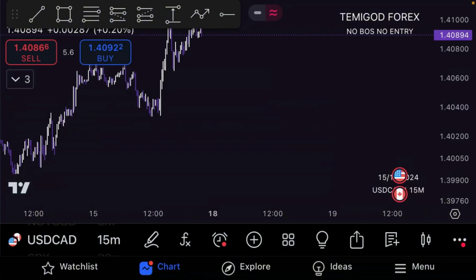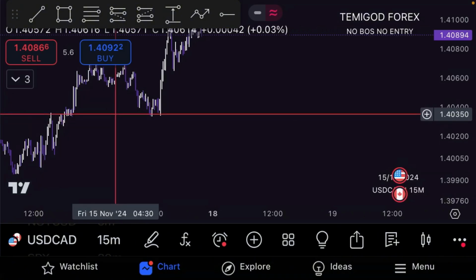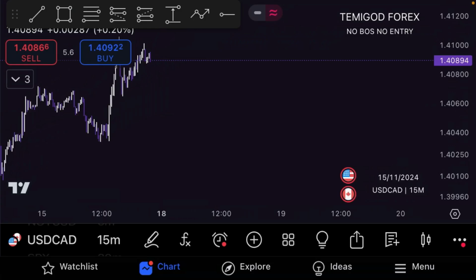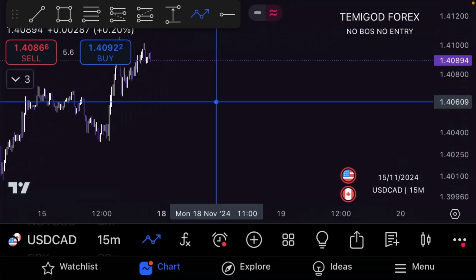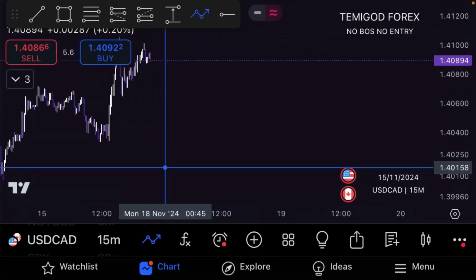Now, if that market or if that trend swings below the lowest part of the market, then we have a change of character. Now let's take a diagram on this.